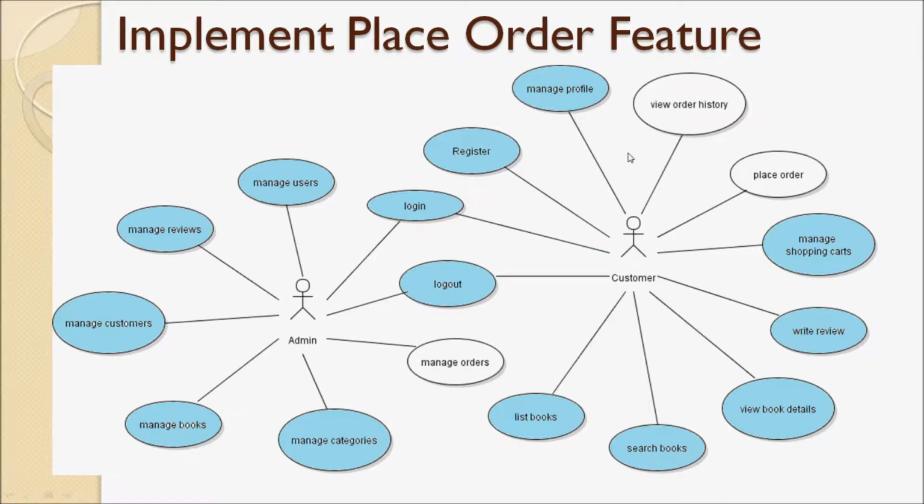Welcome to the section Implement Place Order features that allow the customer to buy books on the website. As you can see in this overview use case diagram, we are going to implement this use case Place Order in the front end.